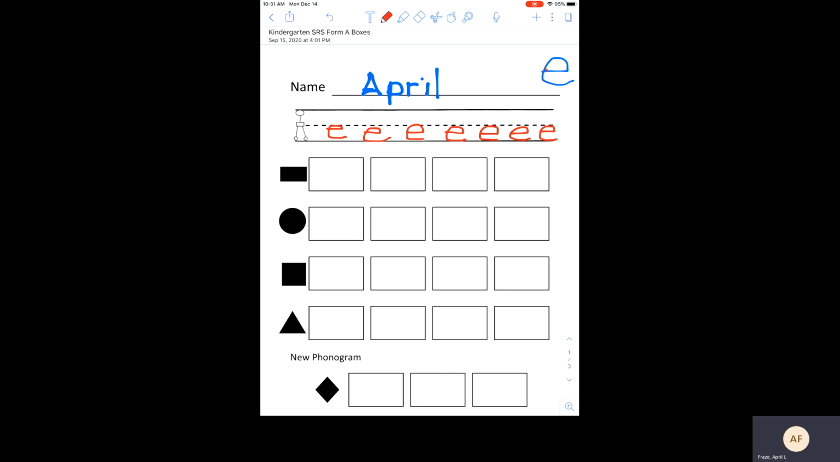Okay, next to the rectangle, you're going to write a lowercase d. D, dog, d. That was sloppy, so I'm fixing it. Now write the letter F. F, fish. All right. Now write the letter J. J, jam, j.